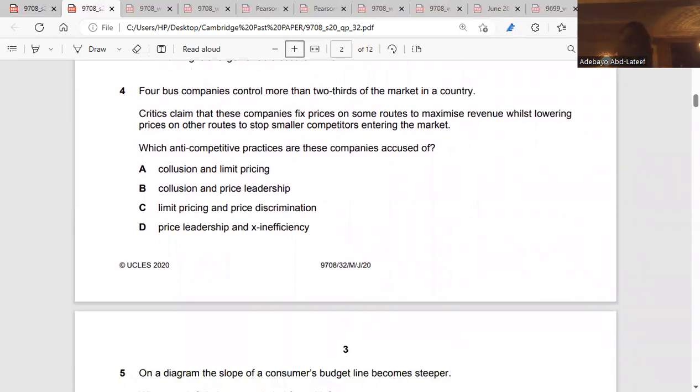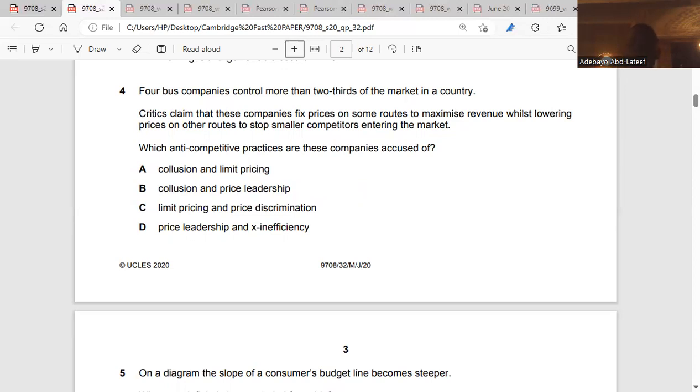They said 4 bus companies control more than 2/3 of the market in the country. That looks more like an oligopoly. Critics claim that this company fixes prices on some routes to maximize revenue, whilst lowering prices on other routes to stop smaller competitors entering the market. So based on this, what we call anti-competitive practices.